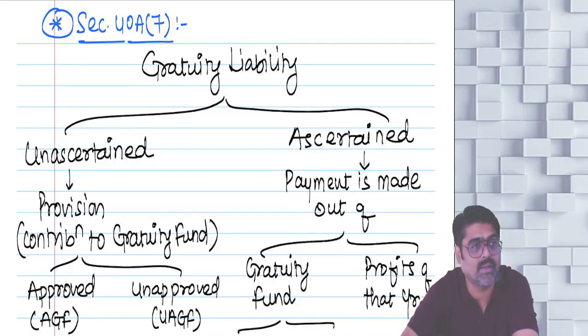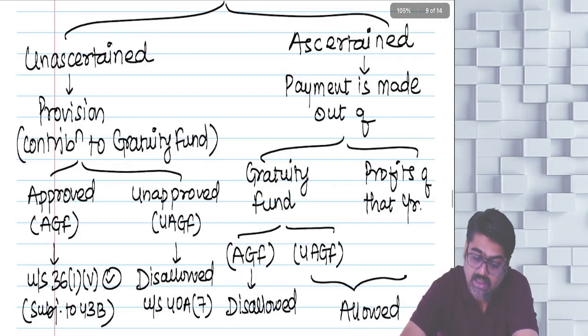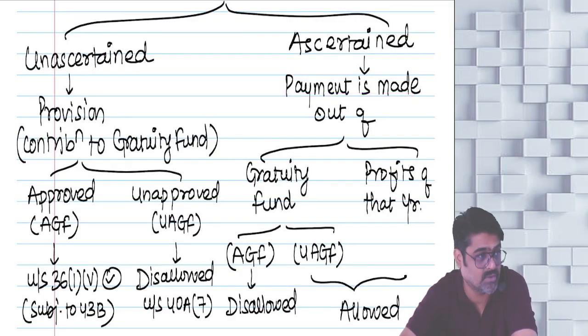The gratuity liability will be ascertained. Will it be ascertained right now or in the future? Whenever in the future the gratuity liability is ascertained, meaning you know how many employees are leaving and how much gratuity you are supposed to pay, at that time the payment is made for that ascertained gratuity.